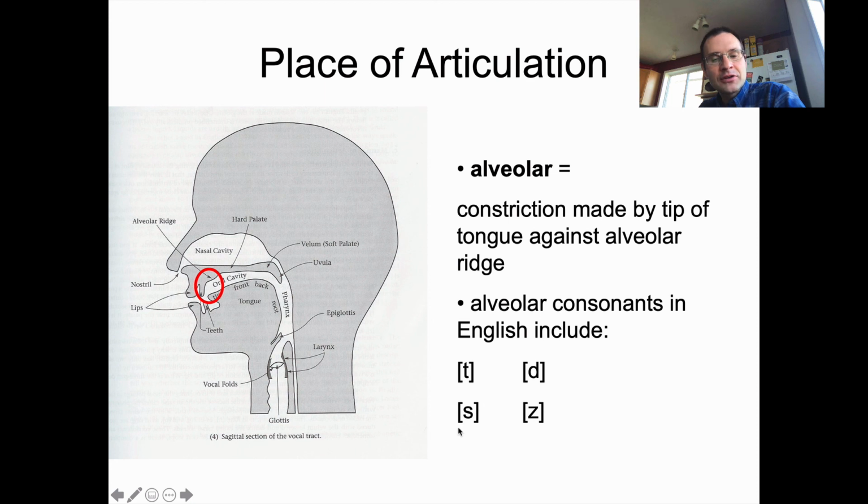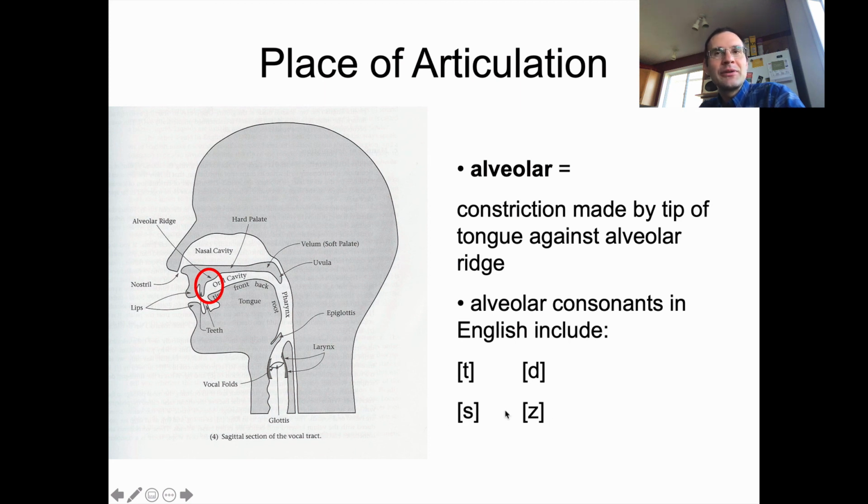If you make a partial closure, what we call a fricative sound, then you will make an S or a Z, as we made before. I think we all know by now that S is voiceless, Z is voiced. But you should also now be able to hear a little bit more clearly where the other source of sound is coming from for these two fricatives.